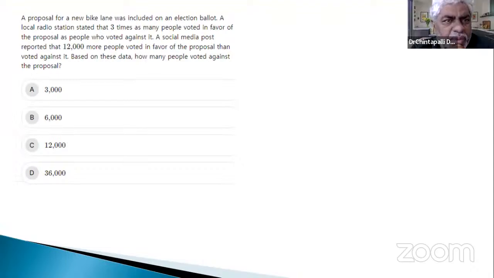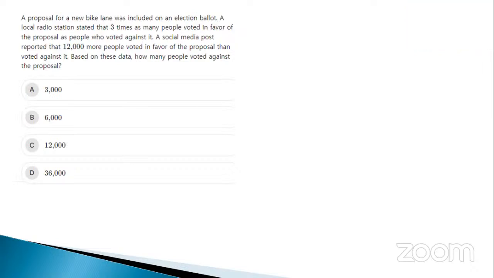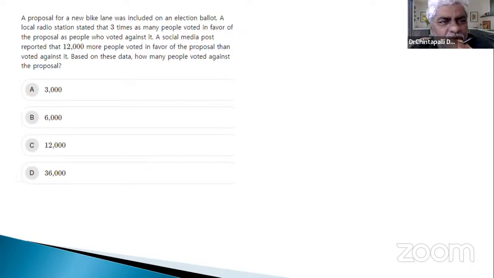A proposal for a new bike lane was included on an election ballot. A local radio station stated that 3 times as many people voted in favor of the proposal as people who voted against it. A social media post reported that 12,000 more people voted in favor of the proposal than voted against it. Based on this data, see how these questions are, very lengthy. But our solution is very simple. How many people voted against the proposal?